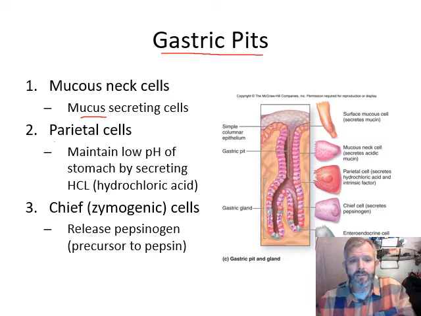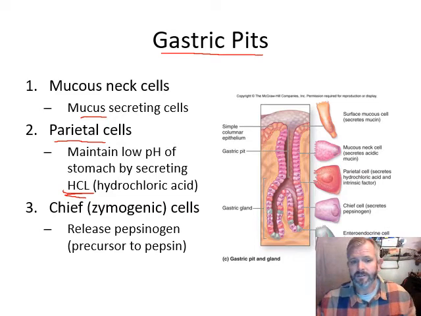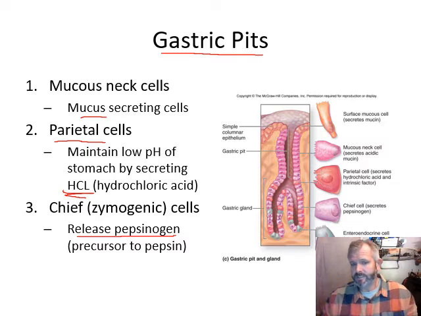Okay, the parietal cells. These bigger red ones, they are going to secrete. This is where we get the low pH environment, because they secrete the hydrochloric acid. They're the ones that are going to maintain the low pH in the environment, and we're going to see that helps aid in destroying some of the bacteria, and it also is going to aid in activating the pepsin. Remember, pepsin is an enzyme that is going to help break down proteins.